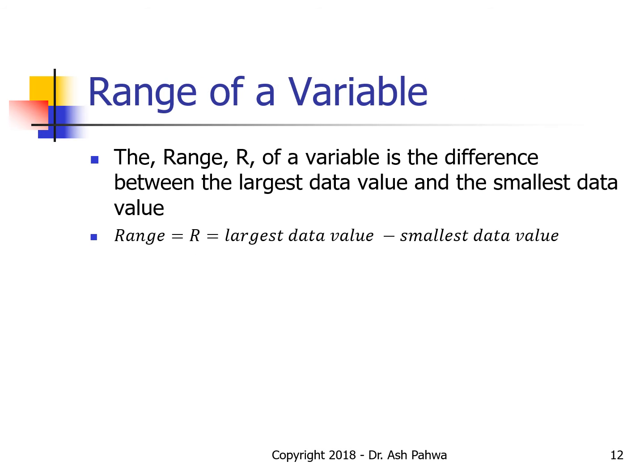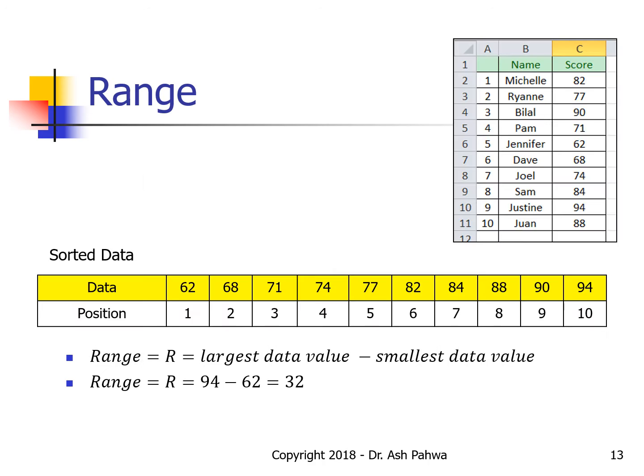First, let us define range. Range is very simple. It is the largest data value that we have in our data set minus the smallest data value. It is very easy to compute: we simply sort the data, then pull out the highest value and the lowest value to determine the range. The difference between the highest and the lowest is the range.